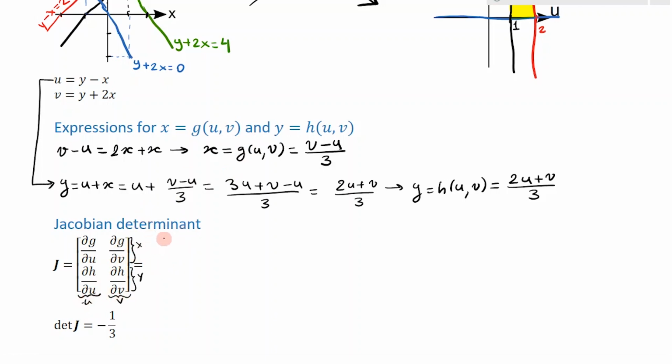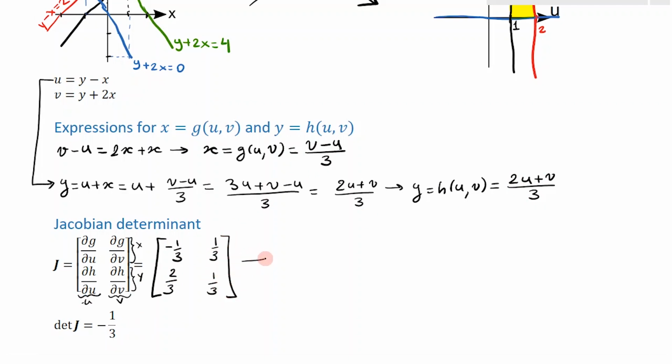Now let's evaluate the derivatives. Partial g partial u is negative 1 over 3. Partial g partial v is 1 over 3. Partial h partial u is 2 over 3. And partial h partial v is 1 over 3.